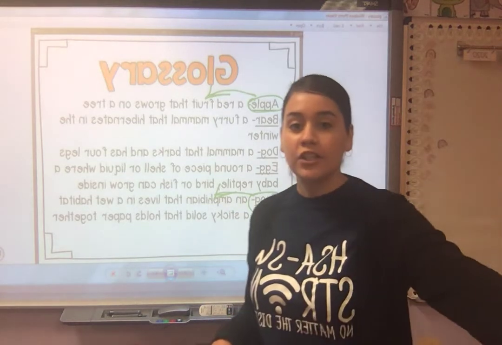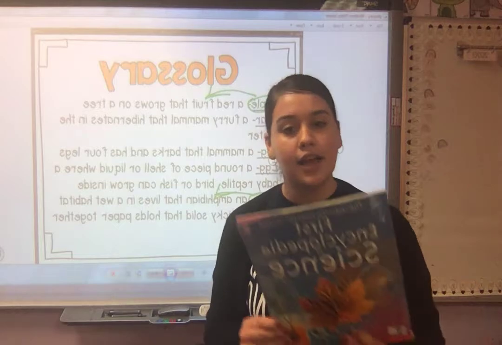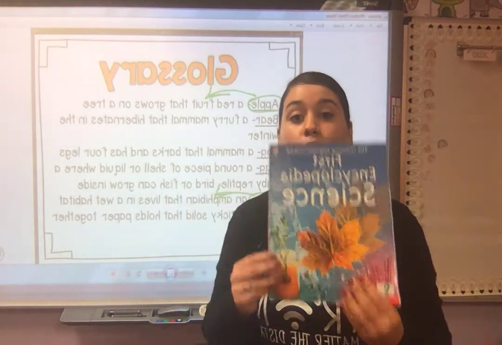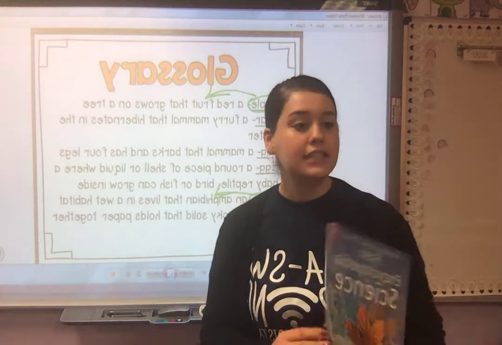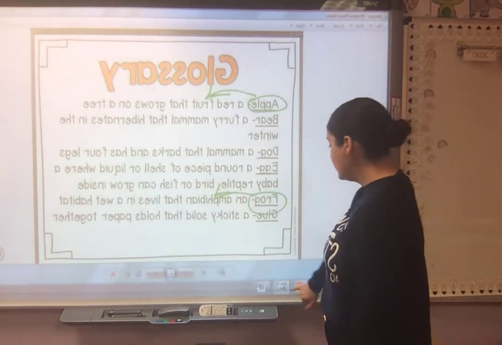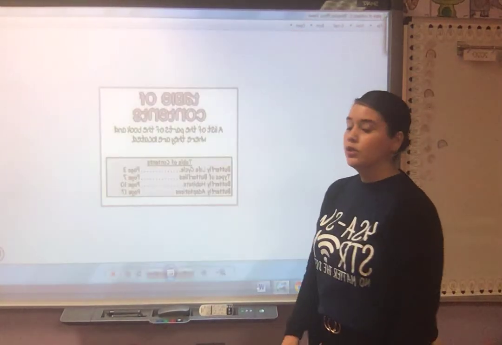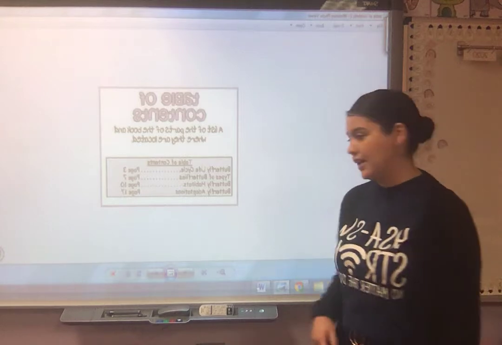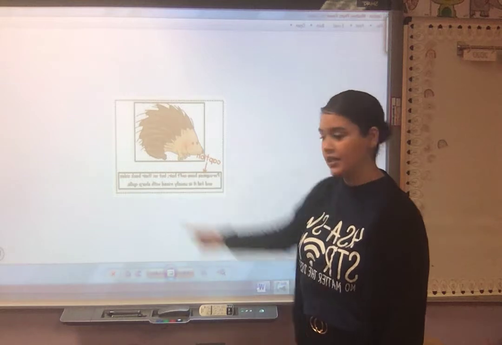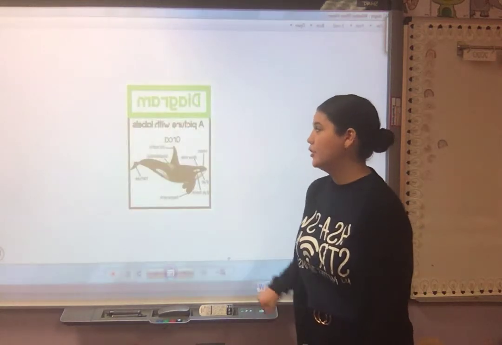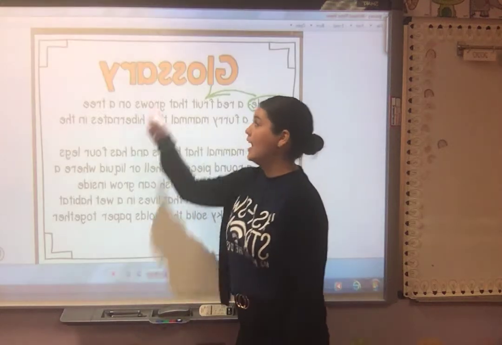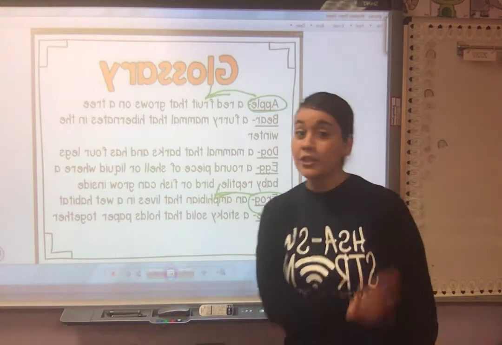Remember, a nonfiction book is a book that teaches us about something. Like this book is teaching us about science. It's giving us real information. It's nonfiction, so it's not fake, it's real. And in a nonfiction book, you can usually find a table of contents. You can find captions underneath the pictures. You can find a diagram. You can find a glossary. So I'm going to show you some examples.